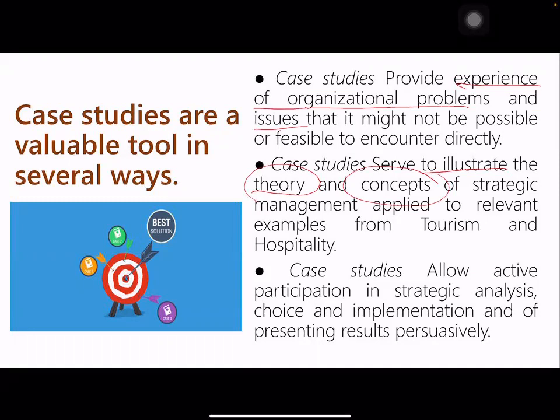Another one is case studies allow active participation in strategic analysis, choice, and implementation, and of presenting results persuasively. So, with you learning those case studies, it will allow you active participation in the strategic analysis, the choice, and the implementation, and of presenting results persuasively.